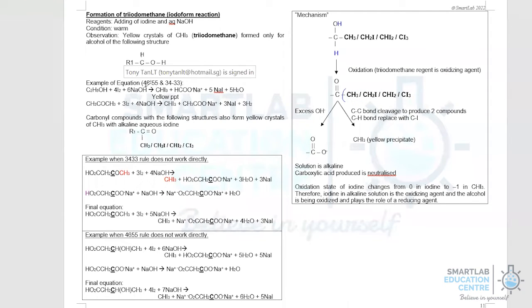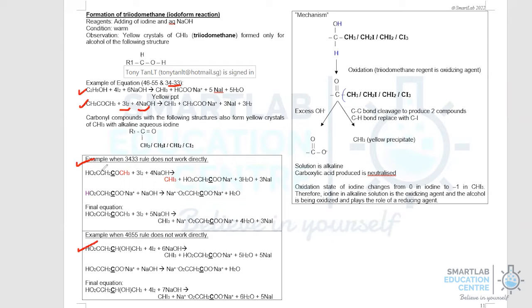For equation balancing, we have 4655 for alcohol, as illustrated here. And then we have 3433 for any ketone and aldehyde compounds. The 3 and the 4 apply to iodine, then sodium hydroxide, based on alphabetical order. However, one needs to note when 3433 and 4655 do not work.